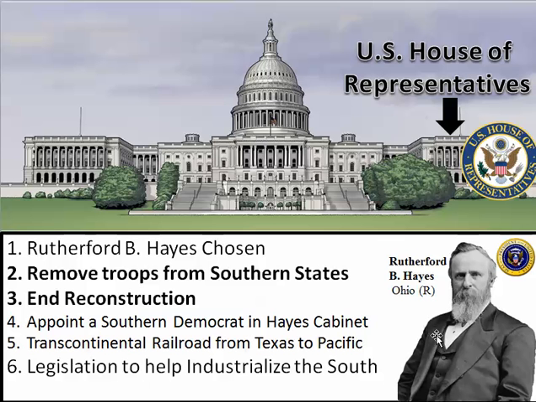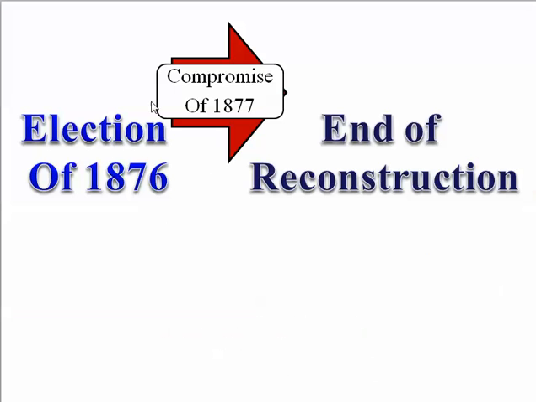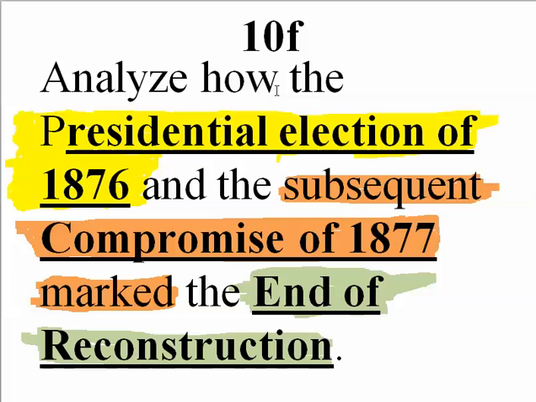So they all agree on this. Rutherford B. Hayes becomes president, and Reconstruction is ended in the South, and the troops are pulled out, and those 5 military districts are dissolved. So the election of 1876 results in conflict, which then is compromised in the House of Representatives, and then that brings an end to Reconstruction. So I believe we have met our objective. It says analyze how the presidential election of 1876 and the subsequent compromise of 1877 marked the end of Reconstruction.